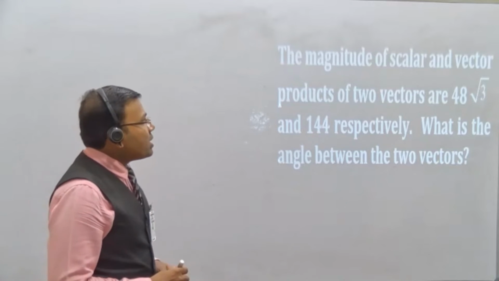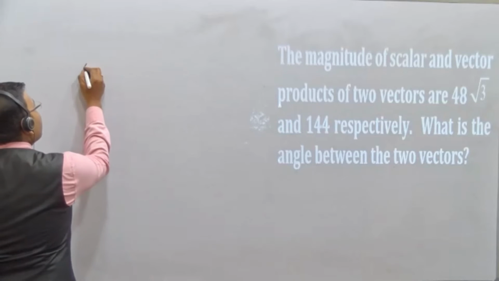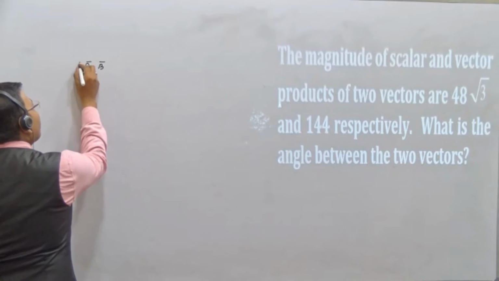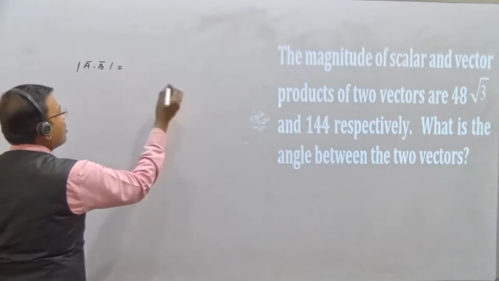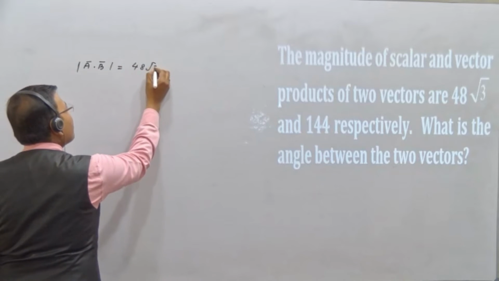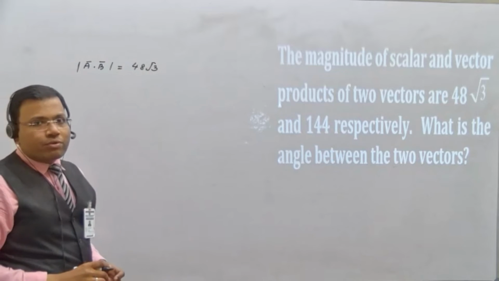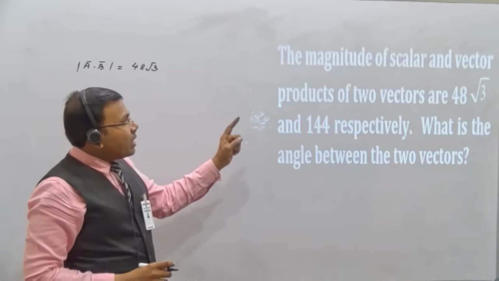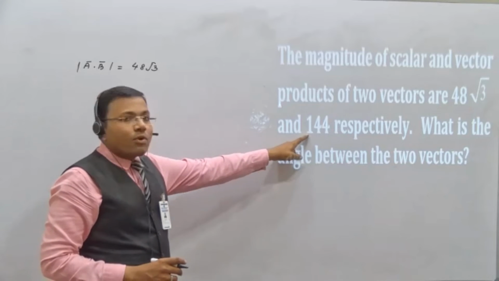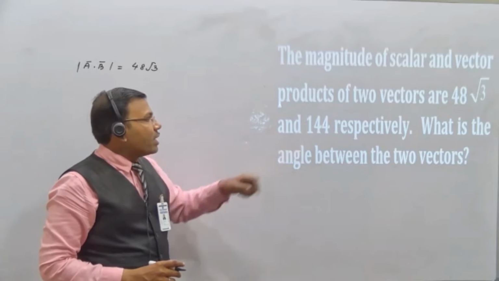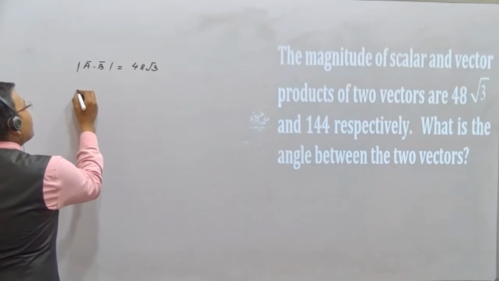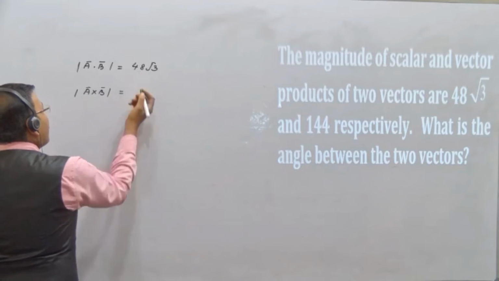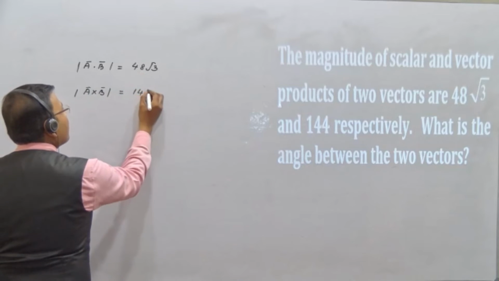So the magnitude of the scalar product, suppose the two vectors I am considering are A and B. A dot B, if I take the magnitude of this, how much am I getting? As per the question, it is 48 root 3. And next, the magnitude of the vector product, A cross B, it is how much? As per the question, it is 144.